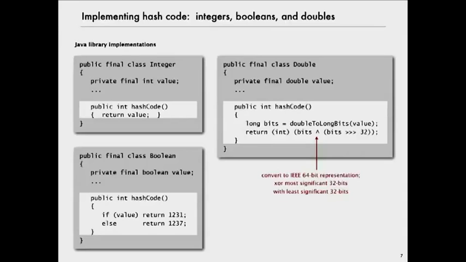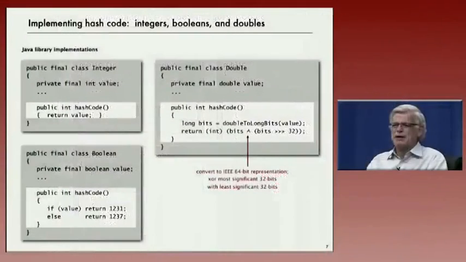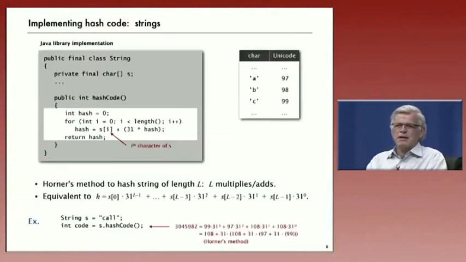They convert to 64-bit and XOR the most significant 32 bits with the least significant 32 bits. Now this illustrates something that you want to do if you have a lot of bits. You want to try to involve all the bits somehow in the hash function.